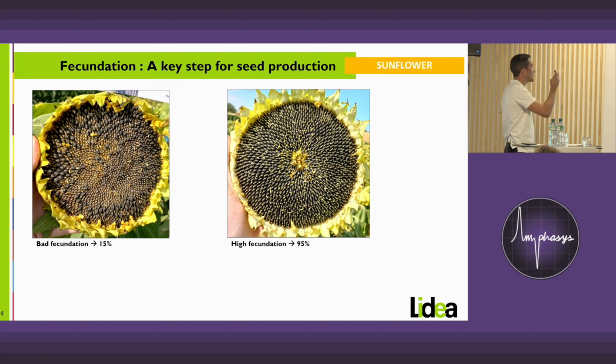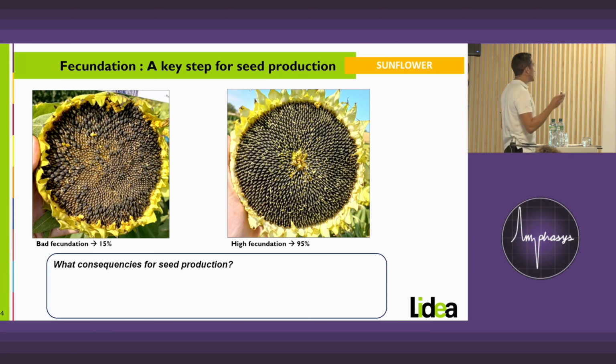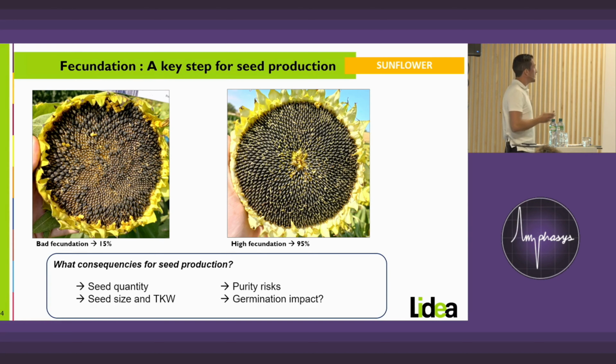What are the consequences for the market when you have this bad fecundation? It's not only the seed quantity, but also the seed quality. When you have a bad fecundation like that, you have a heterogeneity of the seed size and of the TKW, the weight of the seeds. So you will increase the percentage of waste, and it will be bad for selling.